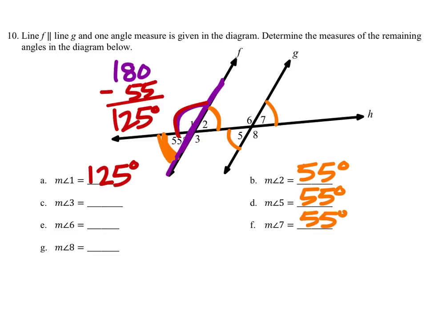Well, from here, angle 3 is vertical with angle 1, so it's 125 degrees. Angle 8 is alternate exterior with angle 1, so it also is 125 degrees. And then finally, angle 6 is corresponding with angle 1, so it also is 125 degrees.